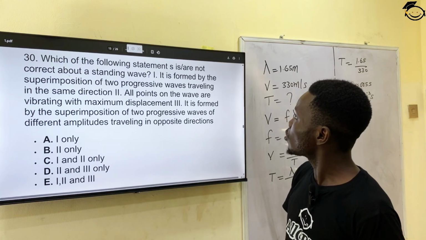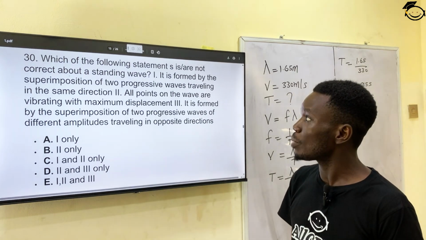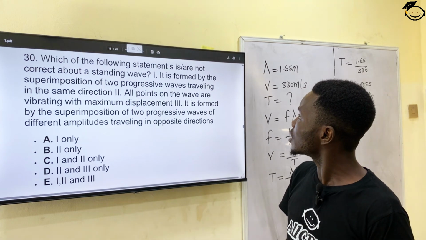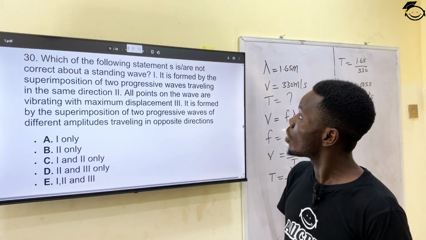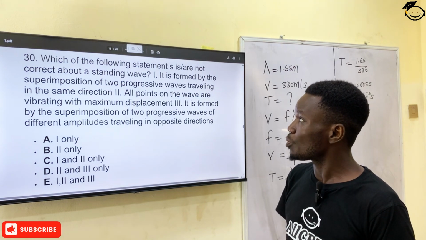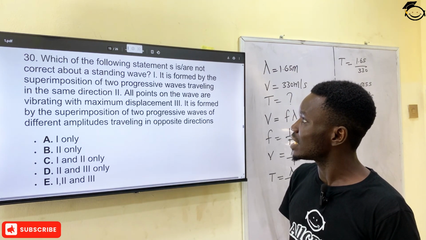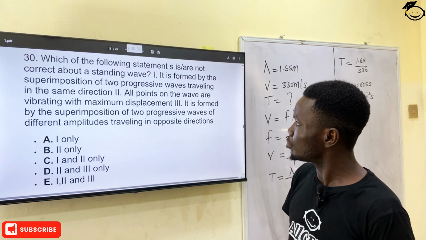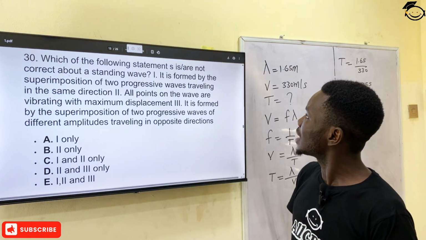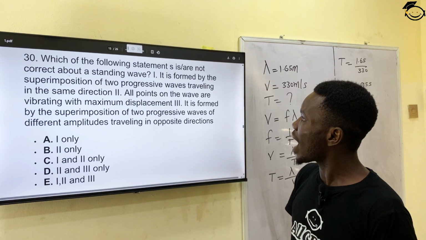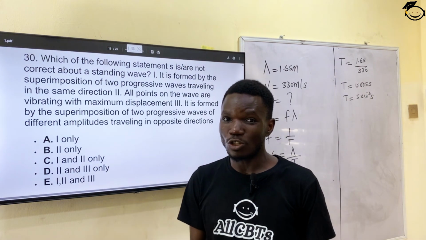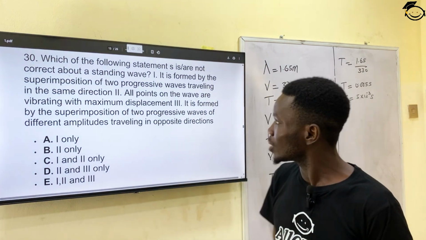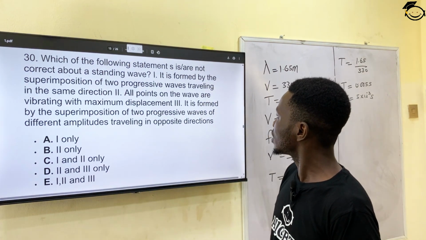Why? Because the first one, which says that it is formed by the superimposition of two progressive waves traveling in the same direction, is wrong. For a wave to be a standing wave, they must be traveling in opposite direction. And then it says all points on the wave are vibrating with maximum displacement. That is also wrong. Why? Because the nodes are at zero, so they are not vibrating at maximum displacement.